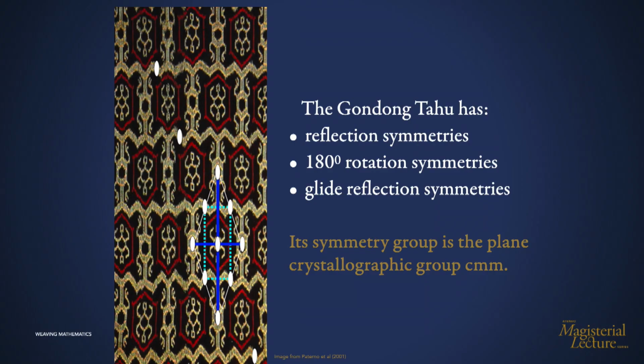So finally, I'll show you the last pattern. This is called the Gondong Tahu. It has one of the more interesting symmetry groups mathematically because, as you see from the unit cell, there are the reflection symmetries, with axes that are perpendicular. There are also the glide reflection symmetries with axes that are perpendicular, and the 180-degree rotations. The centers are found both in the axis of reflections as well as the glide reflection axis.